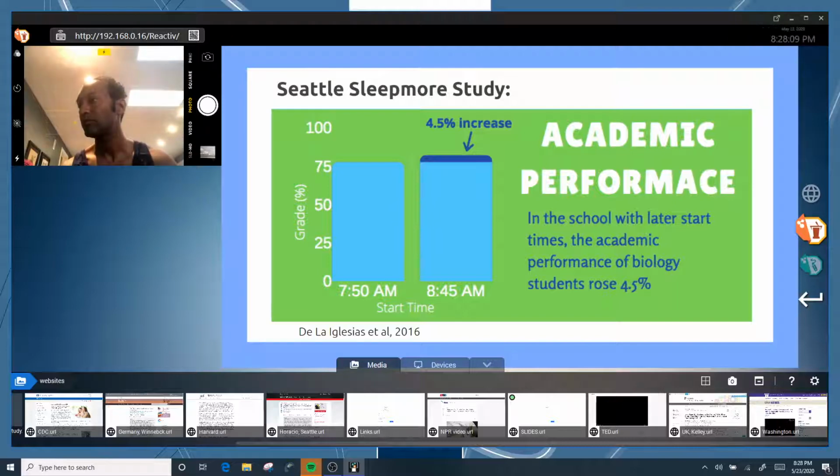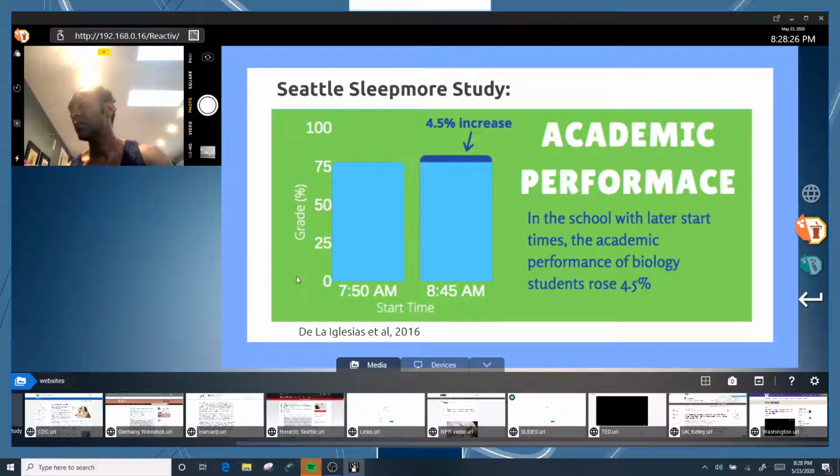So one before the start time change and one after. And they found that there was a 4.5% increase in their academic performance. And again, that may not seem like a lot, but that can be the difference between an A and a B, or passing and failing.